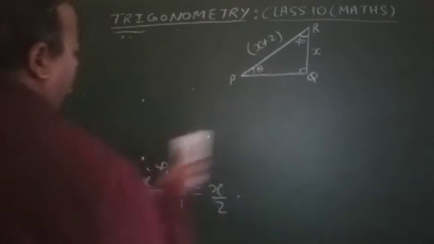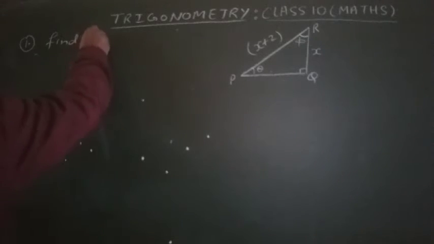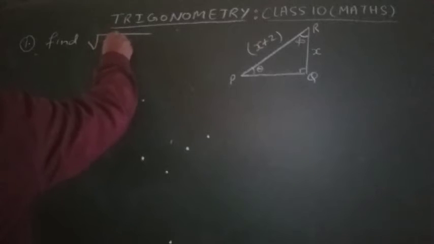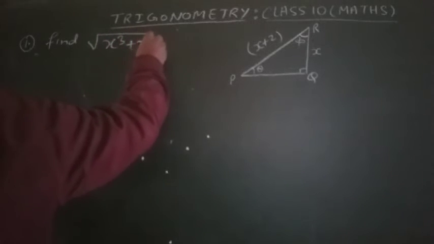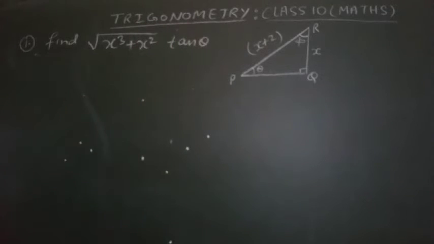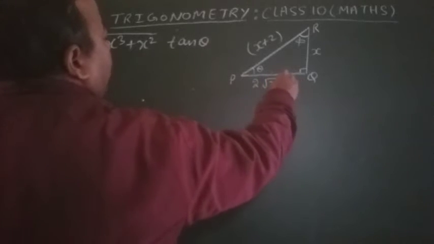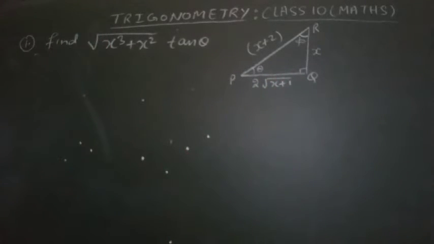The main figure will not change. The second question is: find the square root of x cube plus x square, and this is tan theta. Listen my dear, here I am going to use tan. And this value is now 2 under root x plus 1.